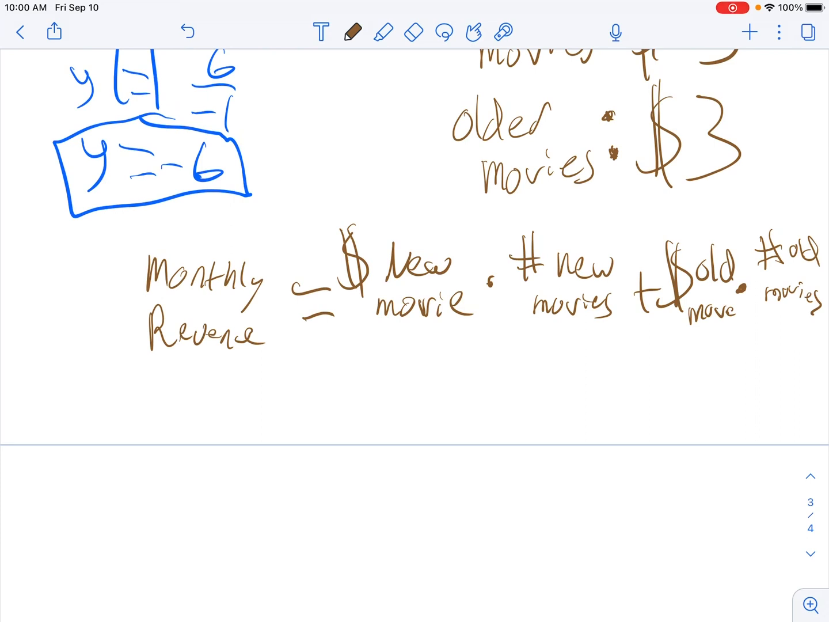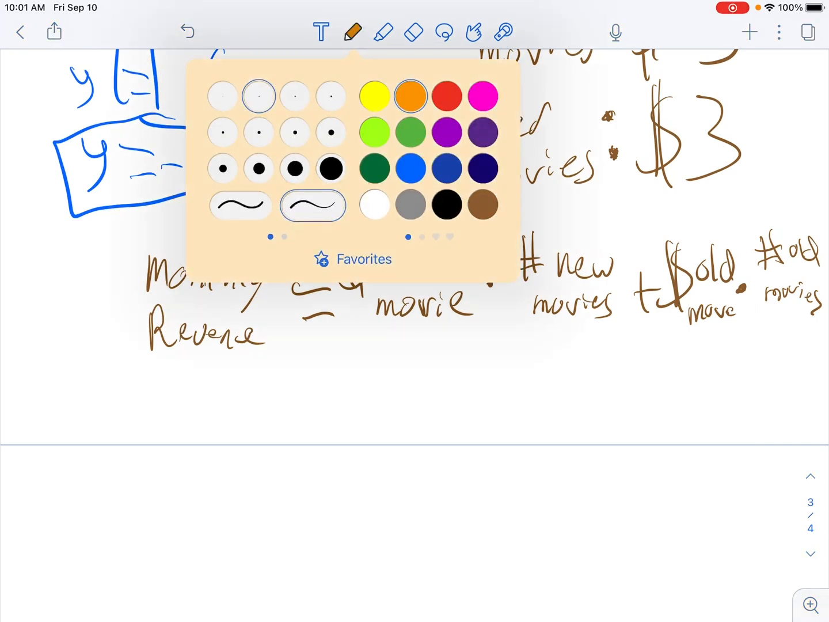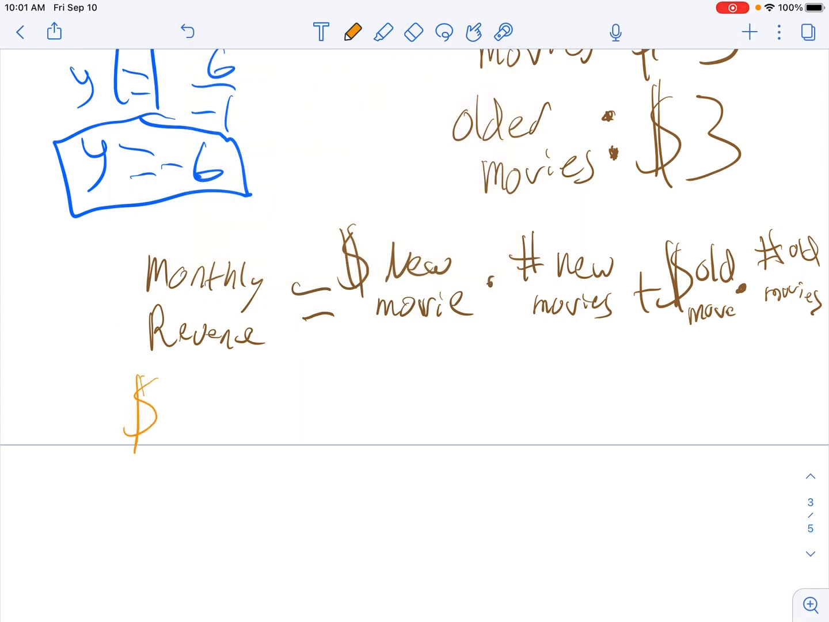So now we can plug some stuff in. The one thing I forgot to say is the owner wants $12,000 in revenue per month. So our overall arching question is, how many new movies must be rented if the number of older movies rented is 500? All right, so total revenue is going to be $12,000. Okay, that was given to us in the problem. So I've got $12,000. That's my goal for my monthly revenue.